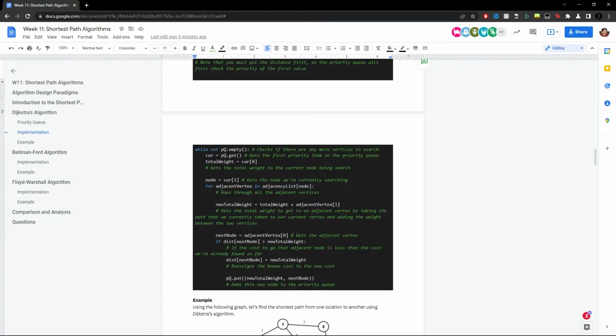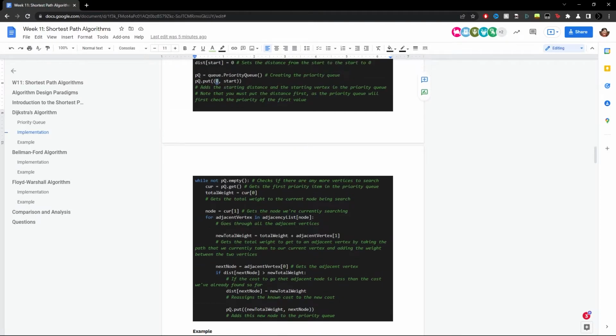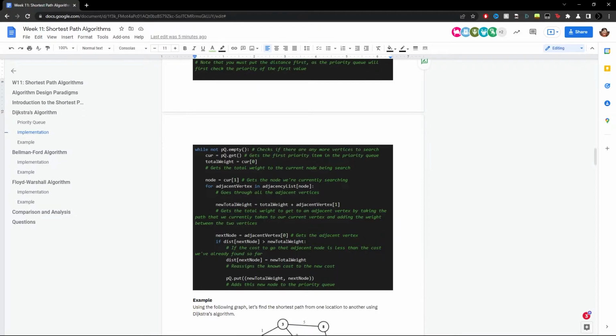So it checks if there's any more vertices to search for. So while not PQ empty, it first gets the first priority item in the priority queue, and we get the total weight of the path to that current node being searched. All right, and also we get the node that we're currently searching from, and then we check all the adjacent vertices with the adjacency list, and we add the new total weight of the path if we go to this adjacent vertex. All right, and then we get the adjacent vertex as well.